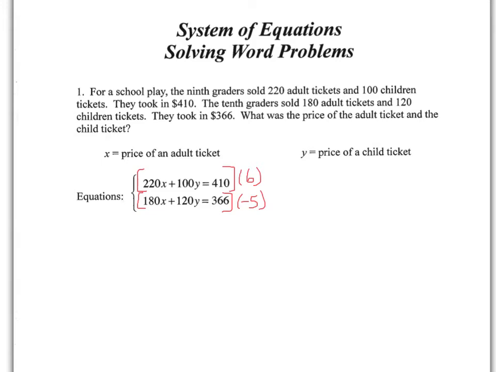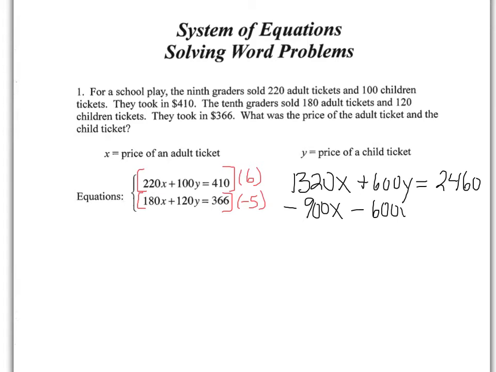If I take everything in my top equation times 6, I'm going to have 1,320x plus 600y equals 2,460. And if I take everything in my bottom equation times negative 5, I get negative 900x. And I get negative 600y. And it's going to be equal to negative 1,830.